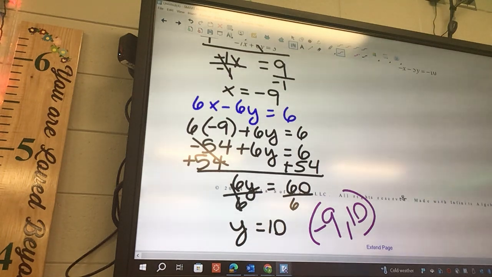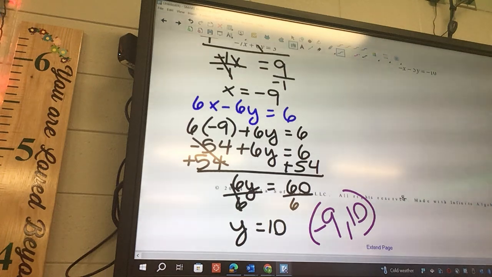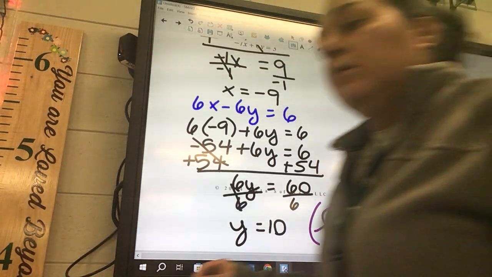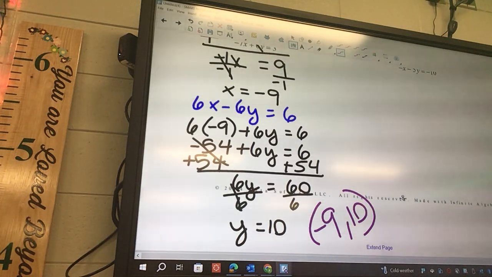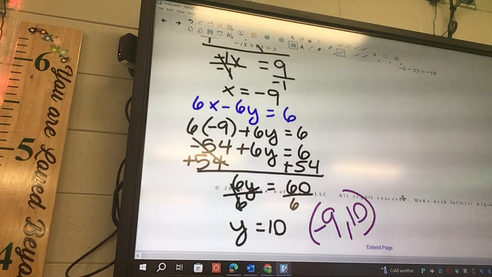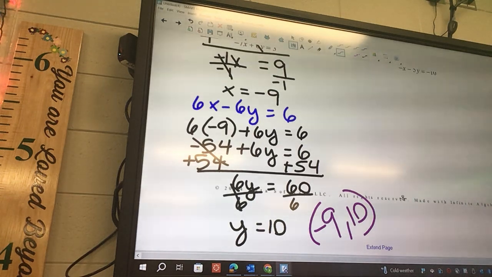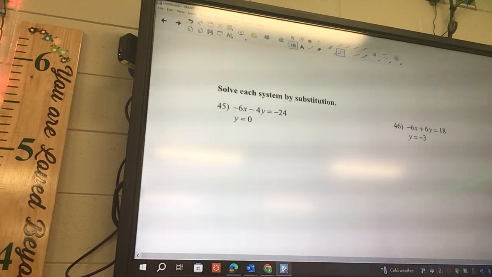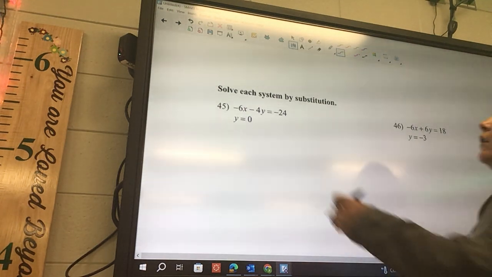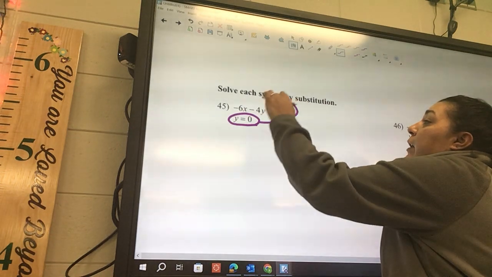We're almost done. Okay, look at 45, it's substitution. So which one is already solved for? Equation 1 or equation 2? 2. Okay, because it says y equals. So we're going to plug that into the other one.